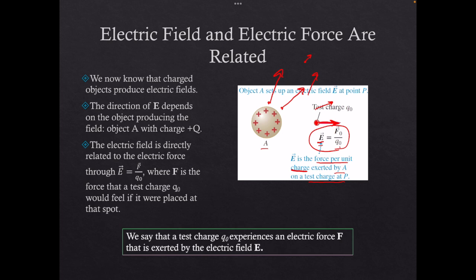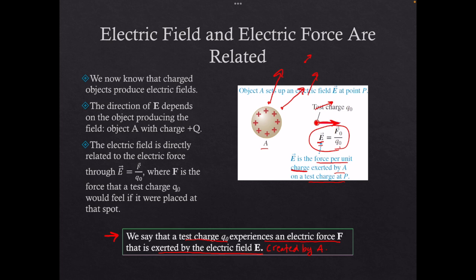And then I think it'll be more clear. So, in a sentence, if we want to talk about fields and forces and charges all in one sentence, what we say is that a test charge Q naught experiences an electric force F that is exerted by the electric field E created by A. So we're not looking at Q naught's electric field. We don't care about Q naught's electric field. It's just a test charge. What we care about right now is the electric field created by object A.